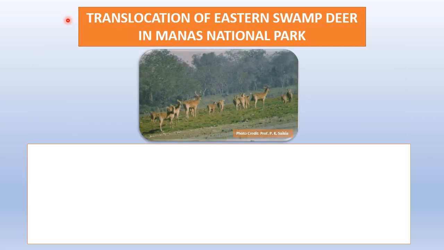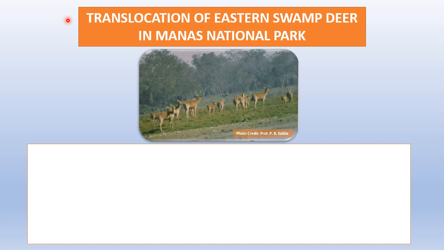Our next program is the translocation of swamp deer in Manas National Park. Swamp deer, Rucervus duvaucelii, is listed in IUCN Red List as vulnerable, and it has three subspecies. One is called northern swamp deer, Rucervus duvaucelii duvaucelii, distributed in Dudhwa National Park, some terai forest of Uttar Pradesh and Uttarakhand. Second one is called central swamp deer, Rucervus duvaucelii branderi.